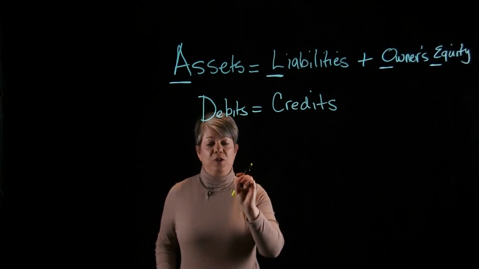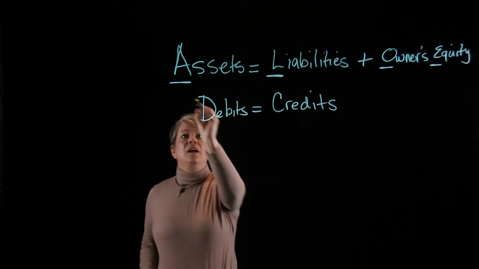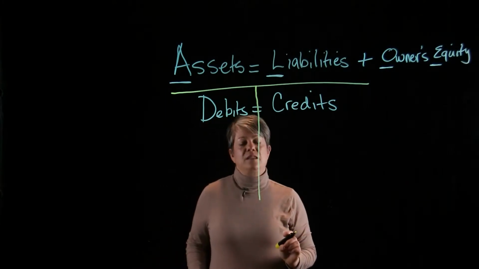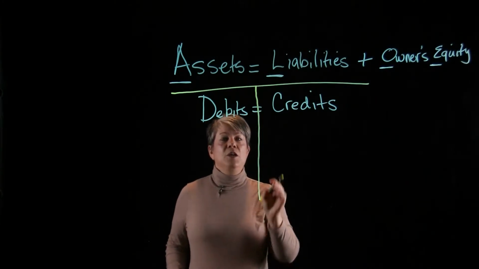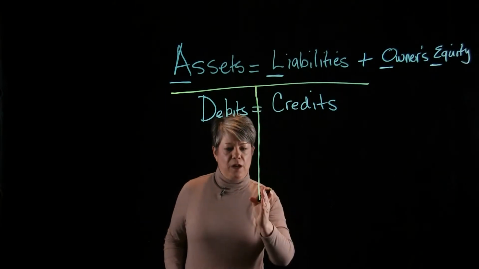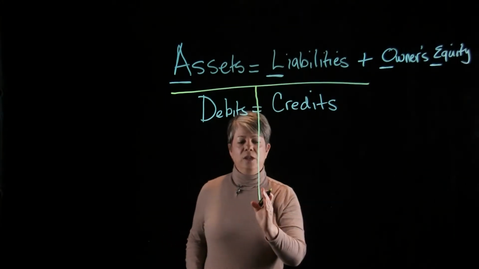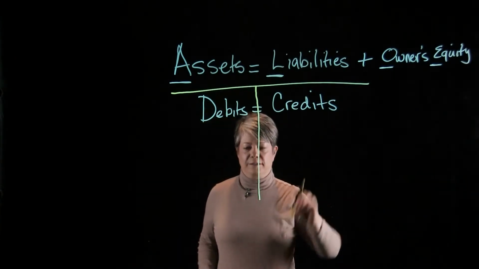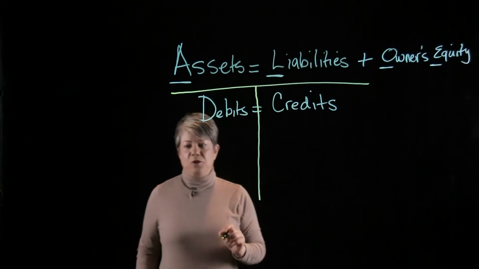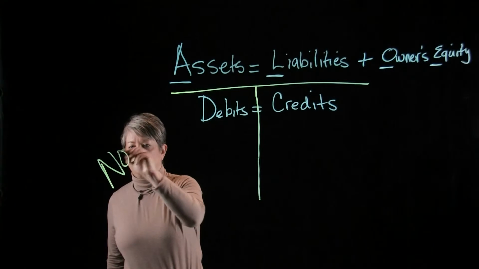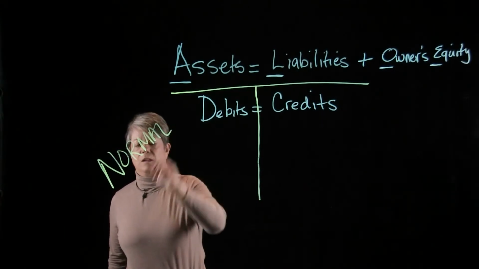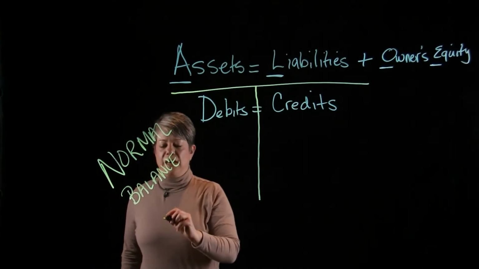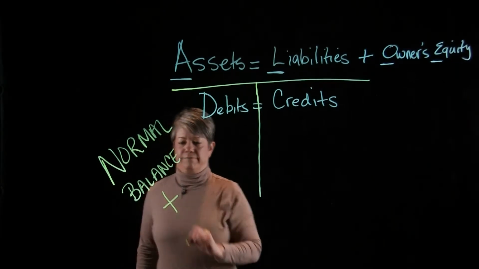Now, you also were introduced to a concept called a T account. A T account simply is a teaching tool to represent what an account structure looks like. So notice I put the T account with the bar coming through the equal sign. When I look at the T account, my debits are on the left side, my credits are on the right side. Then you were introduced to a term called normal balance. Normal balance represents the side of the account that causes it to increase.